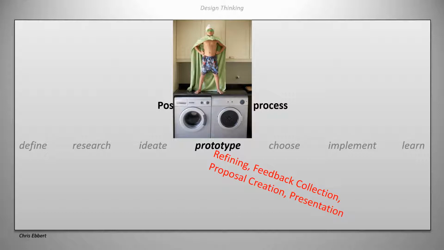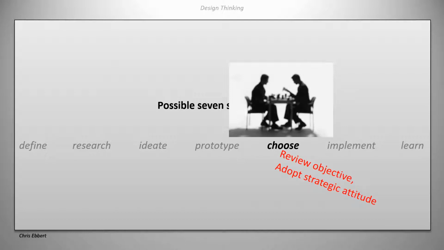And next, you start building some prototypes. You may refine the prototypes as you make more prototypes. You collect feedback. You maybe create a proposal. You hold some presentations. So the whole prototyping stage can last as long as it lasts. And then you pick your best performer among the prototypes. Obviously, you use objective criteria and you become strategic about it because that prototype could well turn into your final piece.